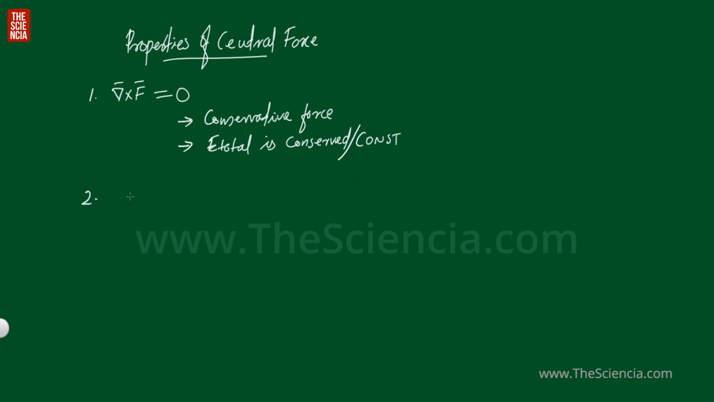Second property, torque will be equal to 0. We know torque is the rotating force, and torque is equal to r cross F, that is equal to r F sin theta. And I told you the angle may be 0 degrees or 180 degrees for a central force. So we get sin 0 or sin 180 equal to 0. So we get torque equal to 0.